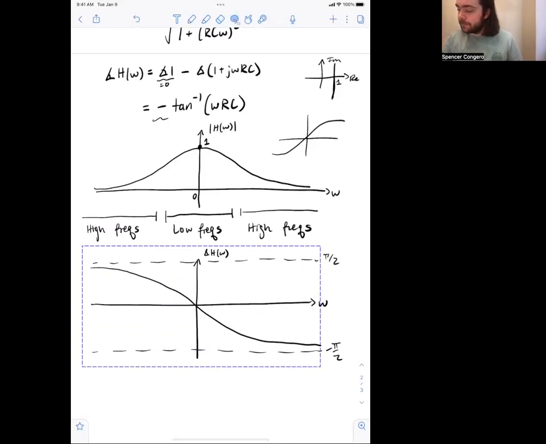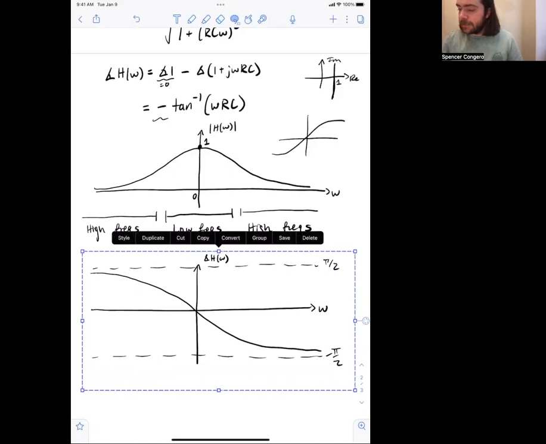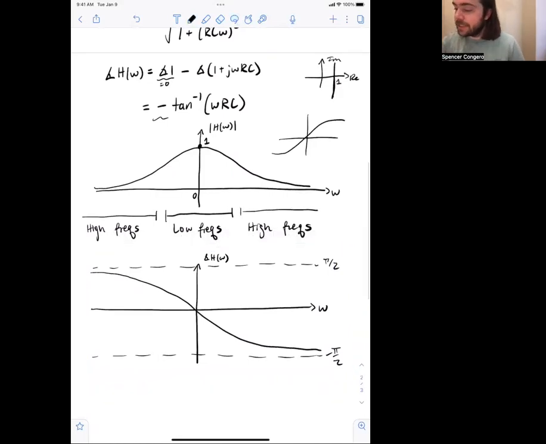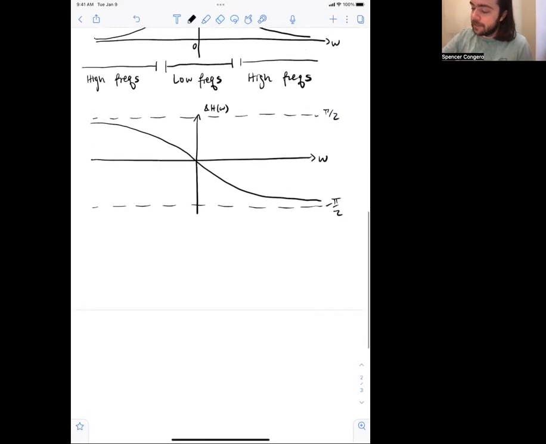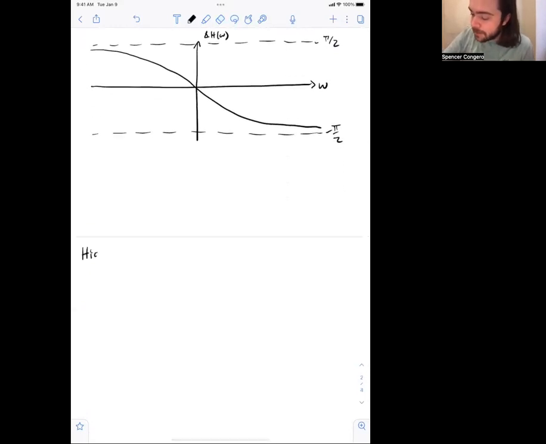All right. So that is the angle. All right. So if this was the low pass filter, let's look at what the high pass filter looks like. So let's do that example. So this is going to now be a high pass filter.